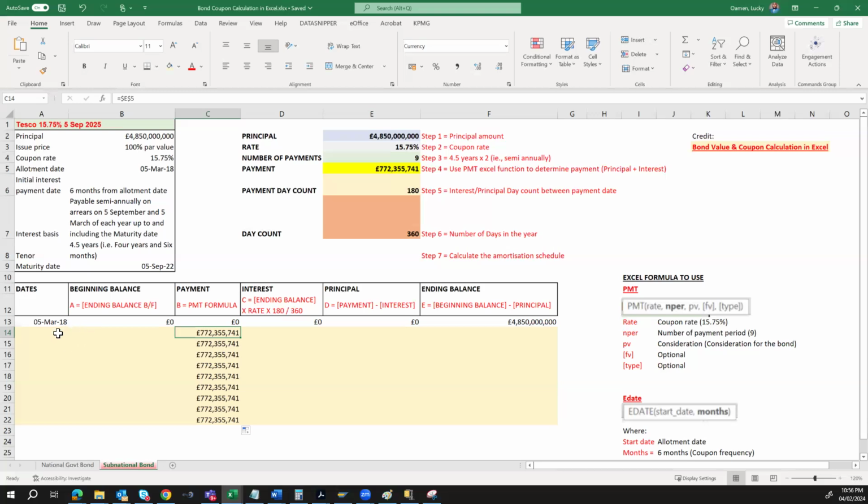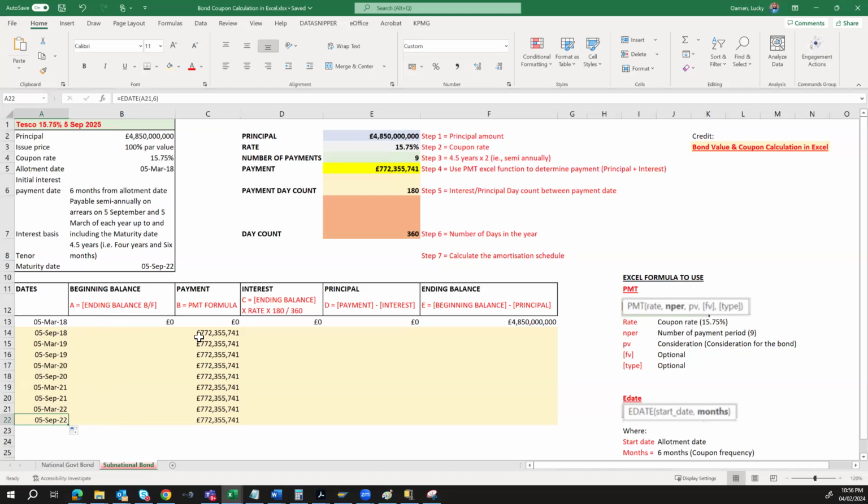So to tell me what the periods are, since we started with our allotment date, we're going to use the eDate function to determine the next period, which is 5th of September, and the other period, 5th of March, up until maturity. So I'll come in here, cell A14, and type equals to eDate. The starting date is the allotment date, comma, then the number of periods in months, which is 6 months. So I'll receive the next payment in 6 months. So this gives me the 5th of September, then I can easily drag down up to the 5th of September, which agrees with our maturity date. All right, so you've gotten the periods correctly.